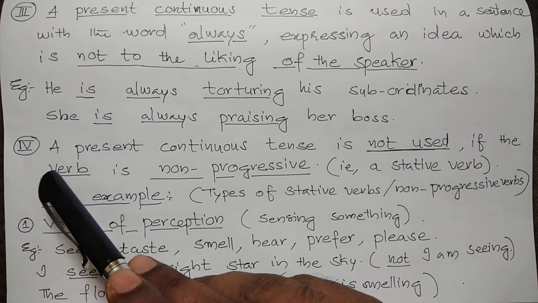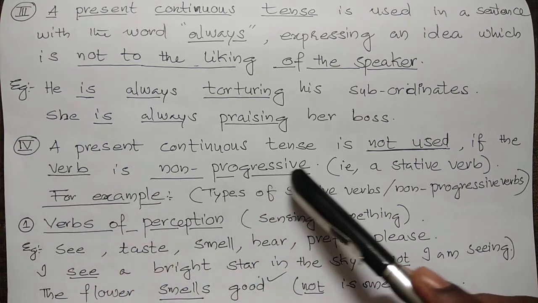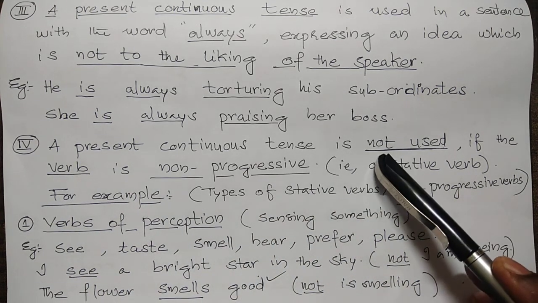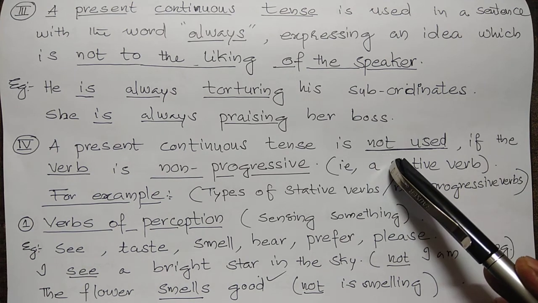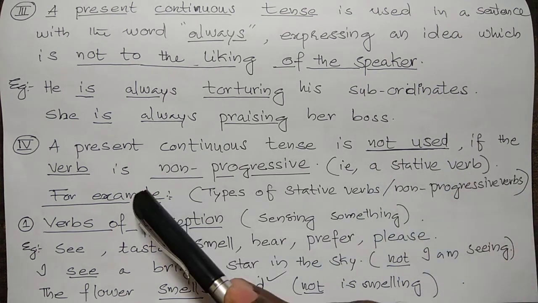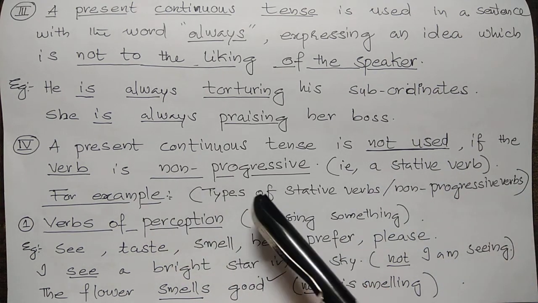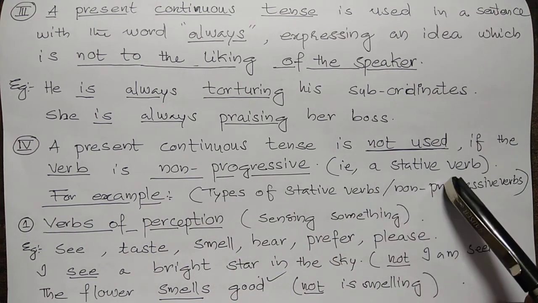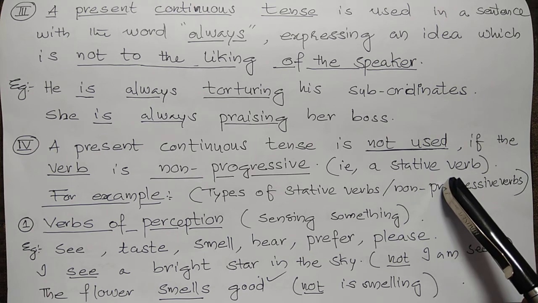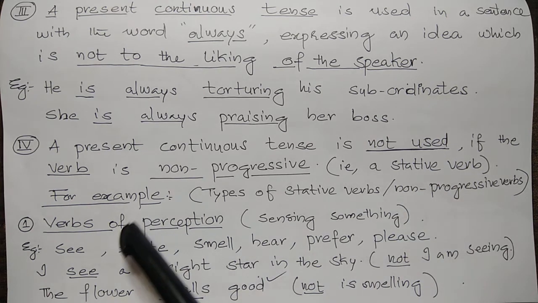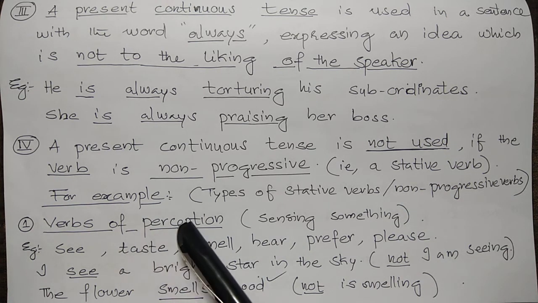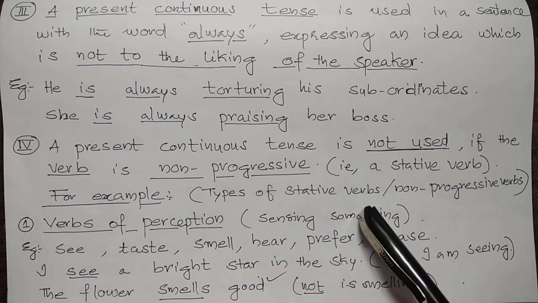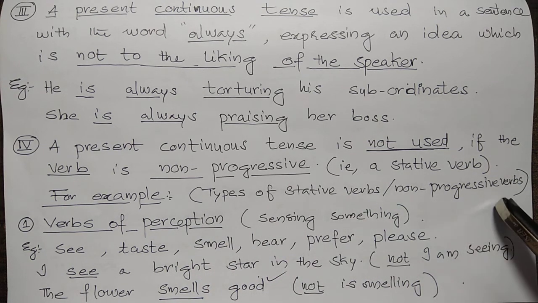The fourth case, a present continuous tense is not used. See here, it is not used. Present continuous is not used if the verb is non-progressive. Non-progressive means a stative verb. There are some examples of stative verbs. So let's see types of stative verbs or non-progressive verbs.